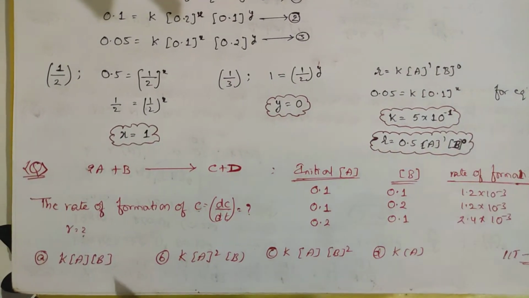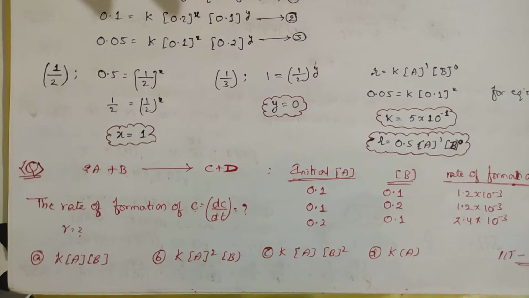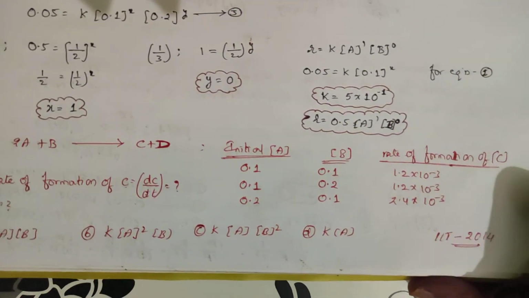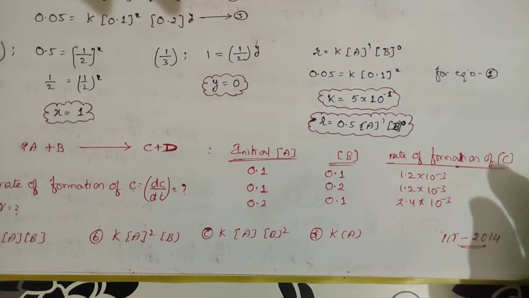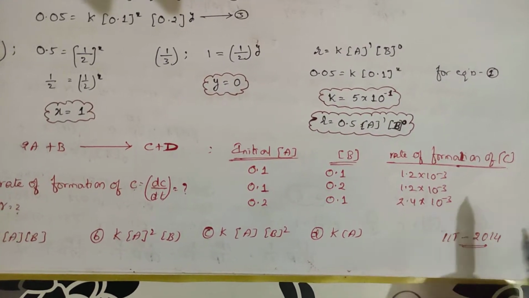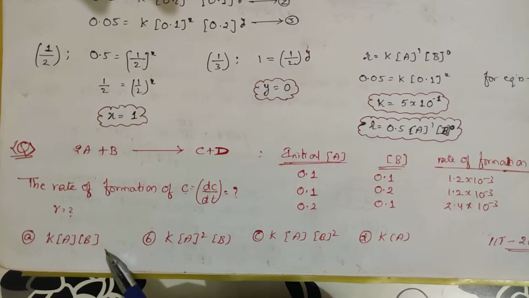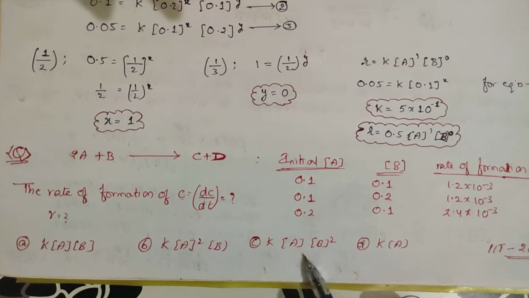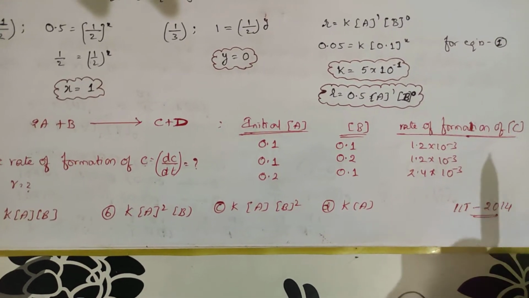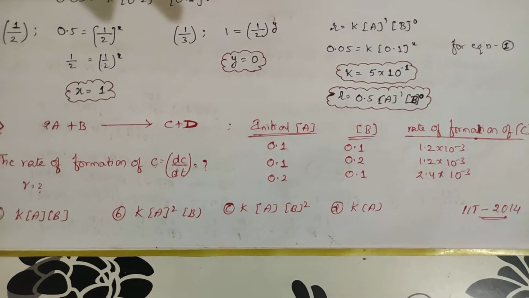Take one more question. 2A plus B gives rise to C plus D. This is the equation he has mentioned. Initial concentration of A is 0.1, 0.1, 0.2, B is 0.1, 0.2, 0.1. Rate of formation of C is 1.2 into 10 power minus 3, 1.2 into 10 power minus 3, 2.4 into 10 power minus 3. Option A, this one. Option B, this is the thing. Option C, option D. This is the question that appeared in JEE Mains 2014 IIT. Okay, pause the video and try to solve the question.